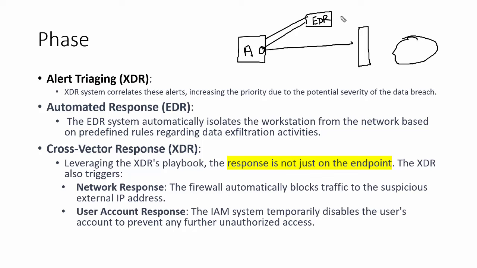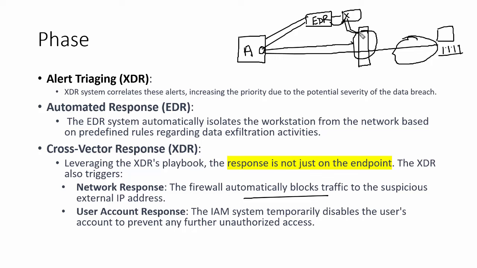In parallel, if the data has already left the system, we send the instruction to XDR. XDR sends the instruction to the firewall. So the firewall automatically blocks the traffic to the suspicious IP. The attacker IP was suppose 1.1.1.1, and they were sending data to this particular IP. XDR receives the information from EDR, this is the IP, and then instructs the firewall to block that particular IP. That is the role of XDR.